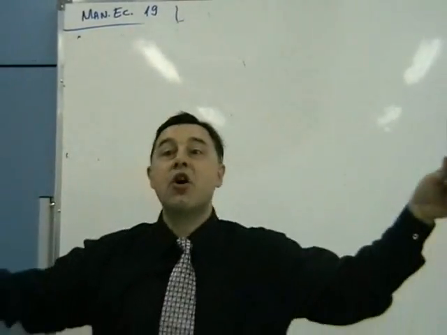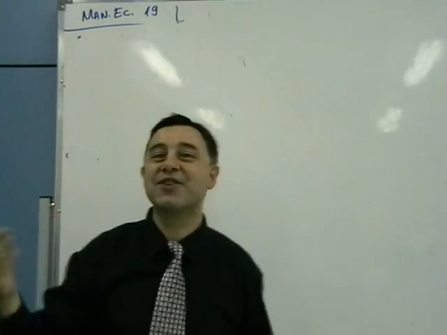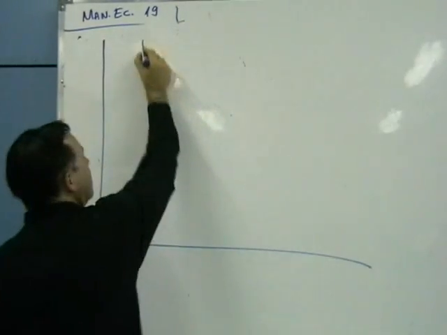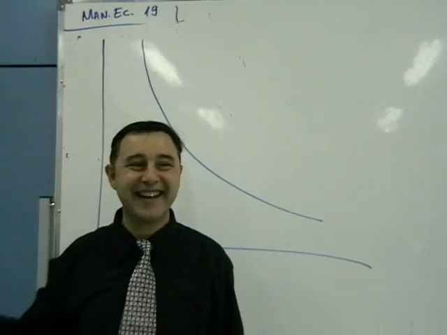So, let's draw an indifference curve. This is how a macro guy draws an indifference curve. 1, 2, 3. There you have it. That's an indifference curve, right?